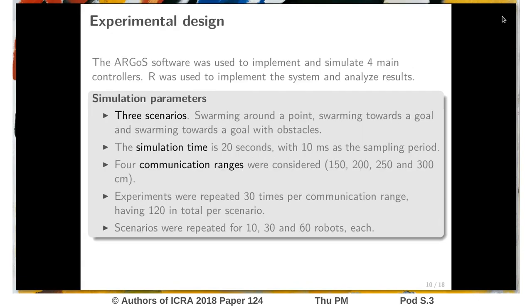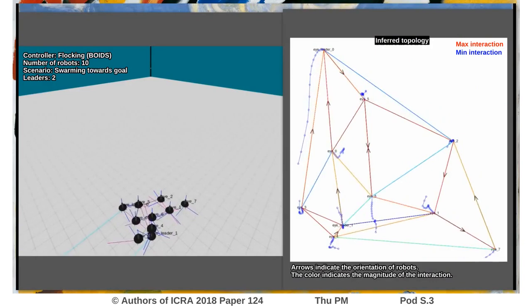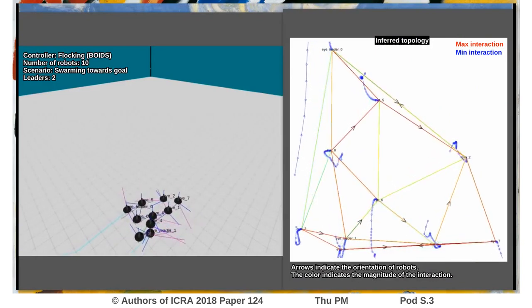Simulations were carried out in Argos. Positions of individuals under different controllers, swarm sizes, scenarios, and communication ranges were recorded. Simulation time was 20 seconds. The controller Boids is being simulated with 10 robots and 2 leaders. They are swarming towards the goal.